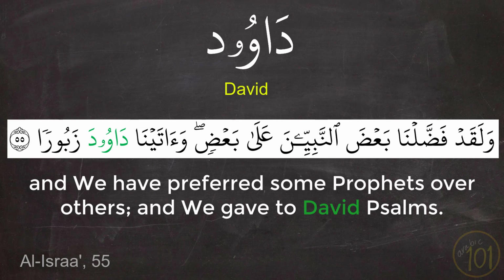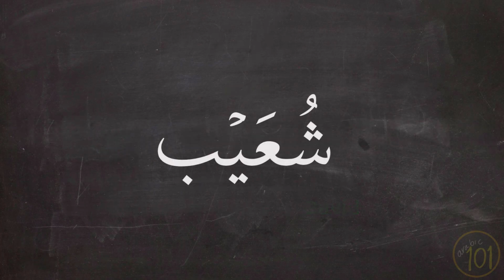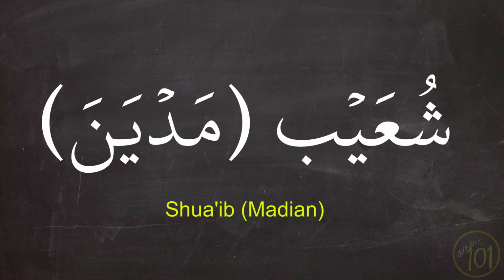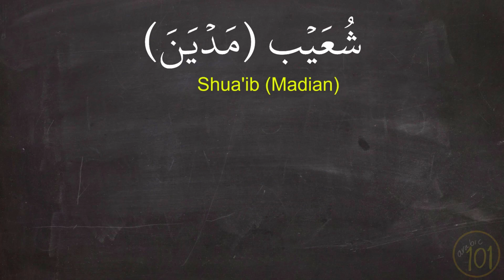وَآتَيْنَا دَاوُودَ زَبُورًا. Next is the prophet Shu'aib, and he was sent to his tribe Midian, and we see them used in these examples.